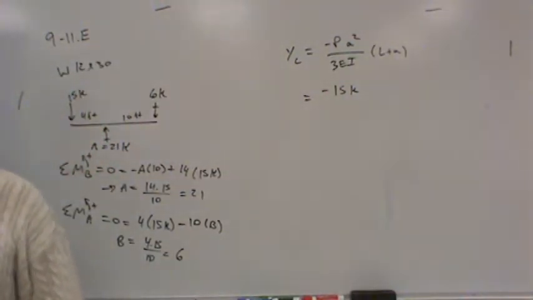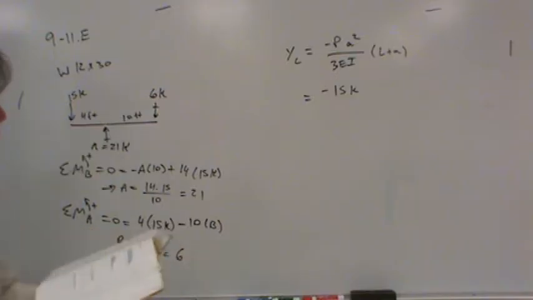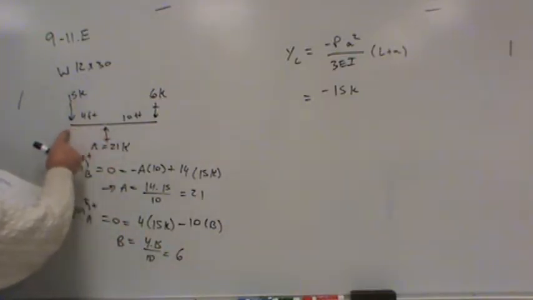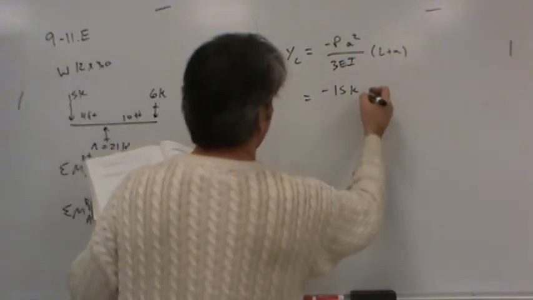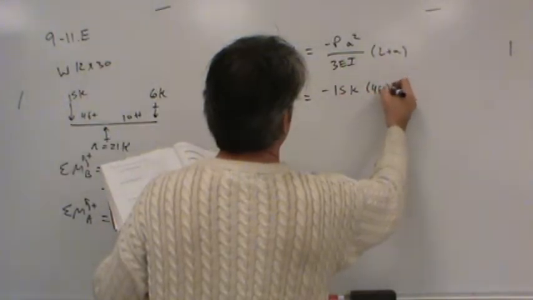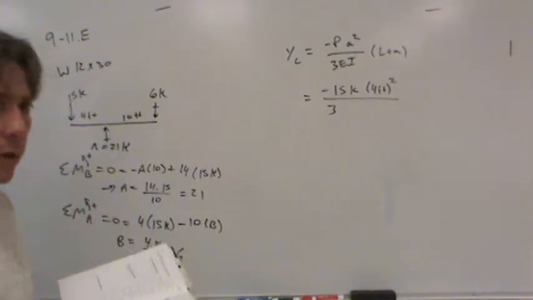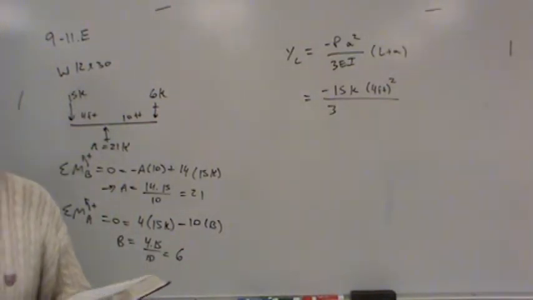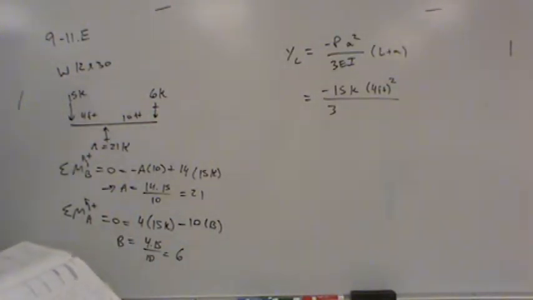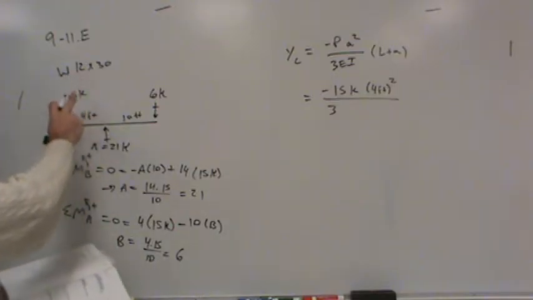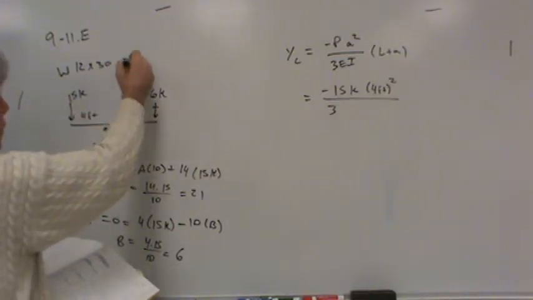What is A? I'll have to look back at the diagram. A is the distance between the last reaction and the applied load. So you're right, that must be 4 feet, squared over 3EI. Well, what are E and I? Well, E is a material property, right? And I would be based on this. Good. So let's go look it up.